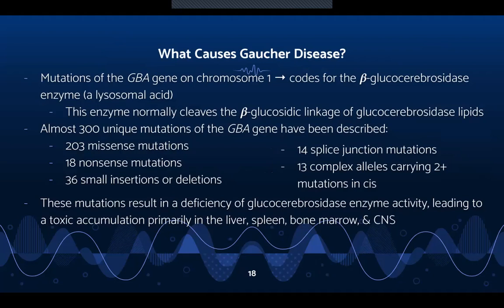Almost 300 unique mutations of the GBA gene have been described, including 203 missense mutations, 18 nonsense mutations, 36 small insertions or deletions, 14 splice junction mutations, and 13 complex alleles carrying 2 or more mutations in cis. These mutations result in a deficiency of glucocerebrosidase enzyme activity, leading to a toxic accumulation primarily in the liver, spleen, bone marrow, and central nervous system.